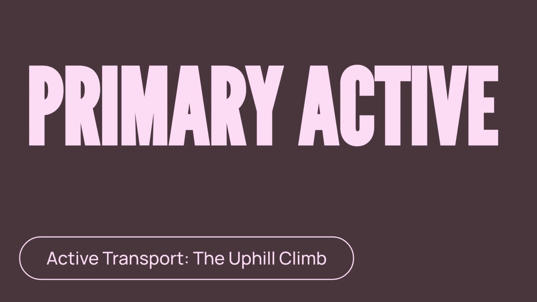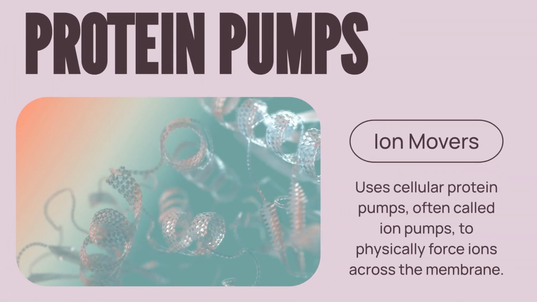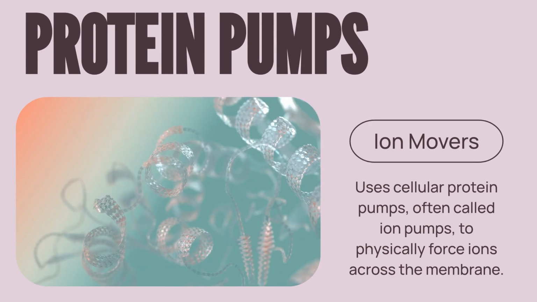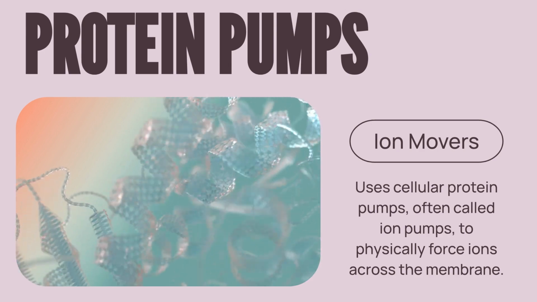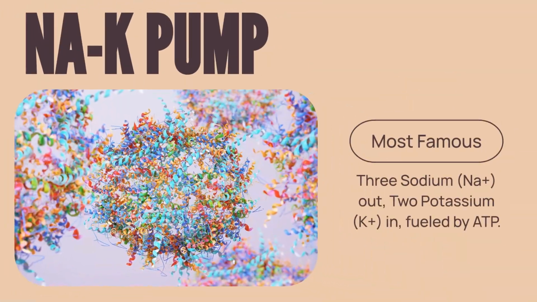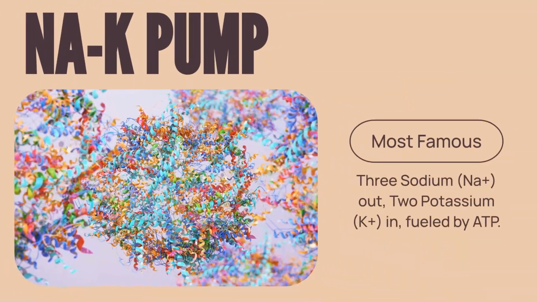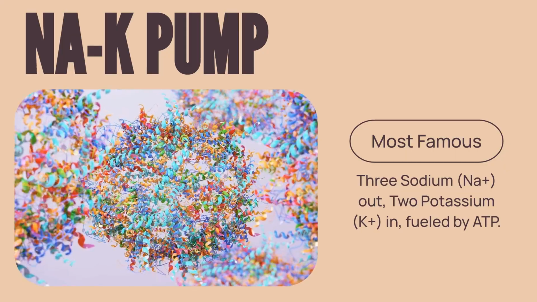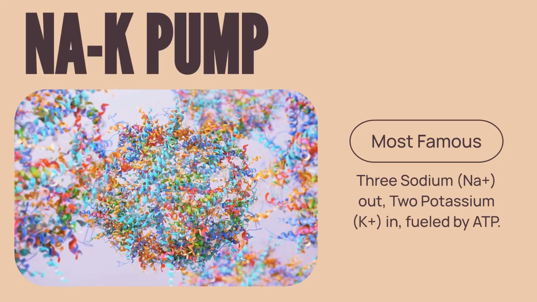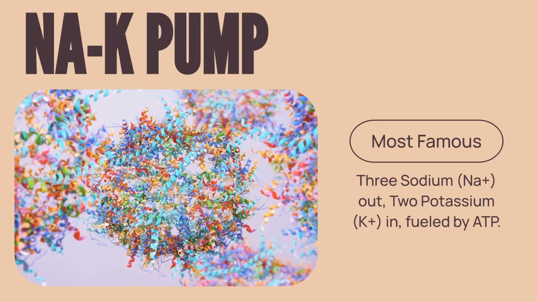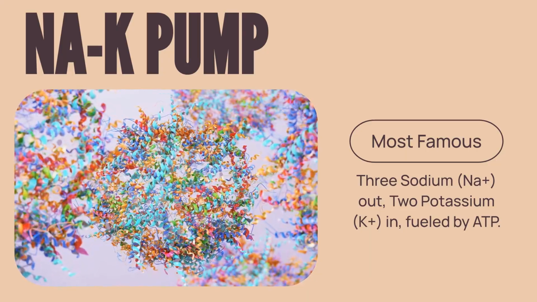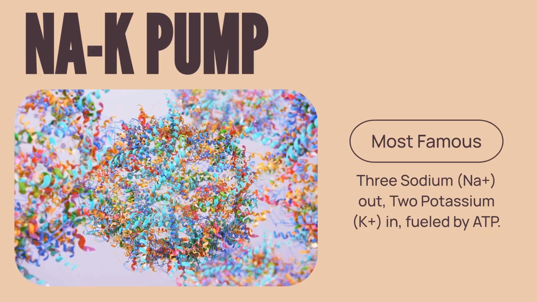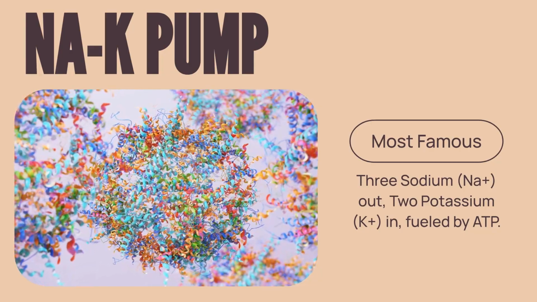First, primary active transport. Primary active transport uses cellular protein pumps, often called ion pumps, to physically force ions across the membrane. The most famous example is the sodium-potassium pump. 3 sodium ions from inside the cell bind to the pump. An ATP molecule acts as fuel, and the energy causes the pump to change shape, releasing the 3 sodium ions outside. Then, 2 potassium ions bind from the outside, the pump reverts, and the potassium is released inside the cell.